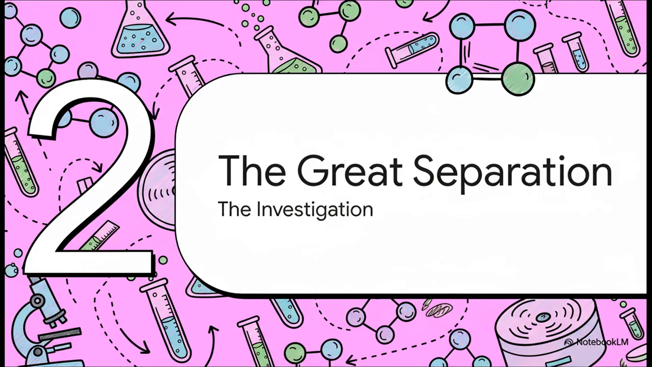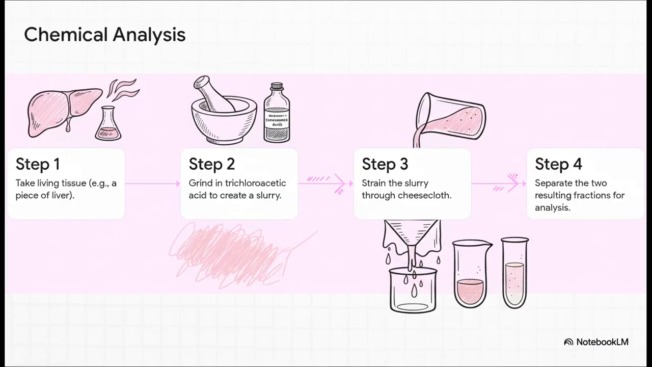So, how in the world do scientists actually figure out what's inside a living thing? Well, we move from the mystery to the investigation, and it involves a chemical process that's, believe it or not, surprisingly straightforward. It really just starts by taking a piece of living tissue, say a bit of liver, and grinding it up with trichloroacetic acid until you have this thick slurry. Then you strain that slurry through a simple cheesecloth. Seriously.